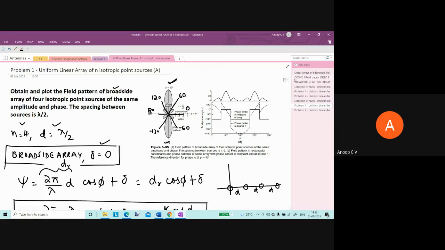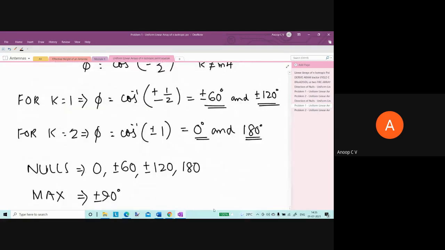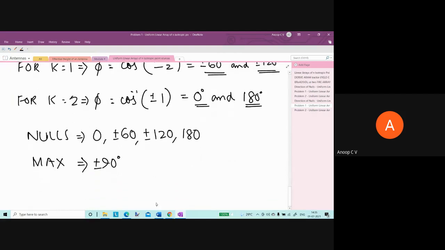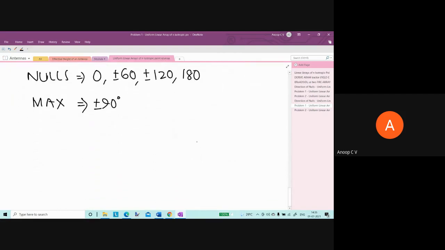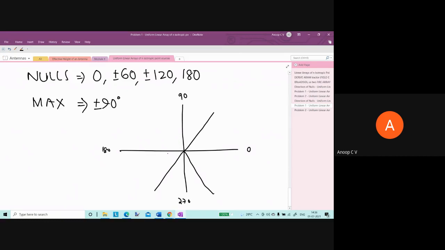But I'll just show how to plot it using freehand. It's very simple, right? So first you should mark all these angles. You can plot the y-axis and x-axis. This is 0, 90, 180, 270, all those steps we have, right? This is again 60, minus 60, minus 120, plus 120. Mark all these things.